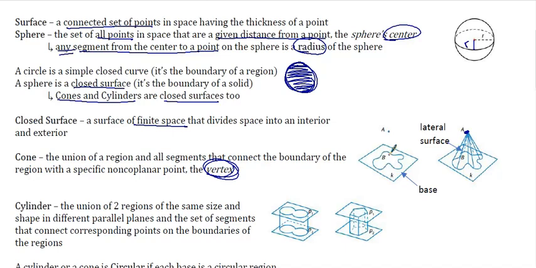A cylinder then is the union of two regions of the same size and shape in different parallel planes, and the set of segments that connect corresponding points on the boundaries of the regions. So here, these are prisms, because they have two regions. It's a union of two regions, down here and up here, that are in parallel planes. Maybe I should have outlined it. That just makes it look a little more complex, I feel.